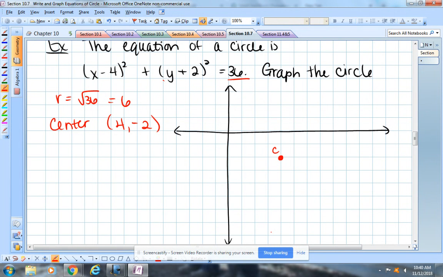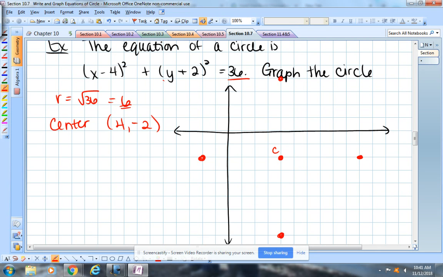Now, your radius is 6. And remember, the radius is the same all the way around the circle, right? So I need you to graph 4 points on your circle to connect it all the way around. So I want you to go horizontally to the left and to the right 6. And then I want you to go up and down 6. So I'm going to go right 6. 1, 2, 3, 4, 5, 6. I'm going to go left 6. And you're going to go up 6. That's way up there. And then go down 6.